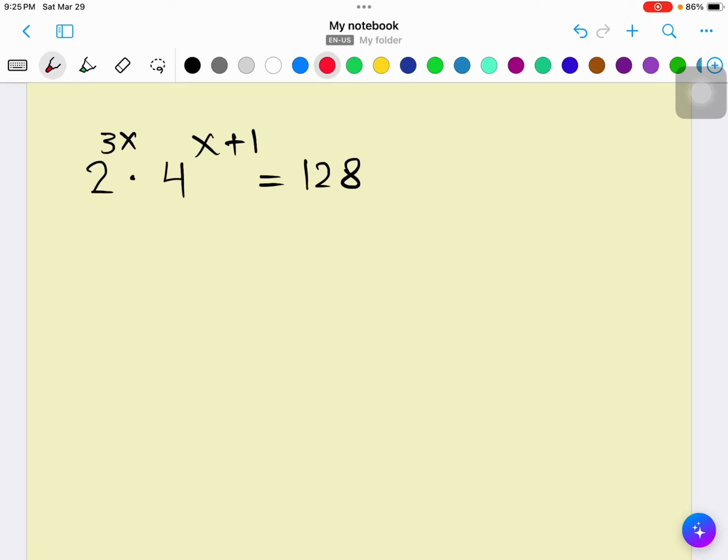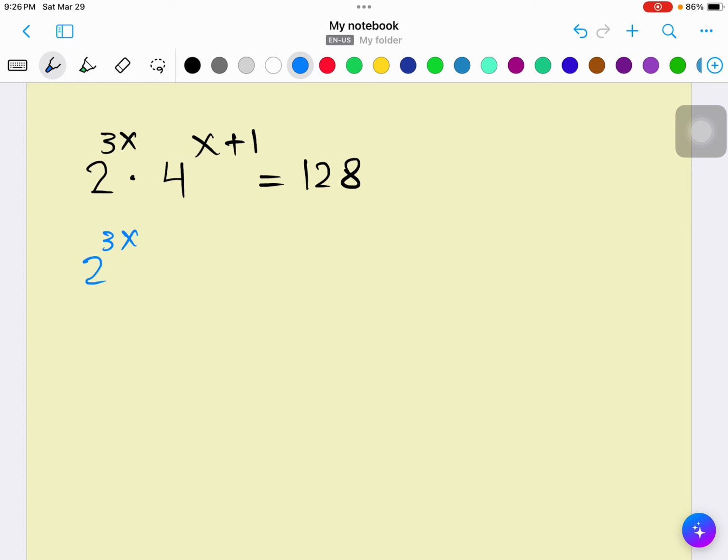In this video, I would like to explain SAT Maths Algebra question 24. In this question, we must find the values of x. 2 raised to 3x multiplied by 4 raised to x plus 1 equals 128. Write this in exponent form.